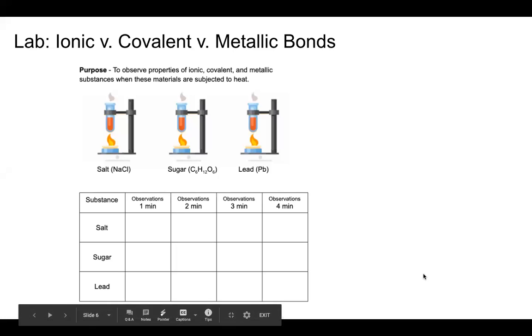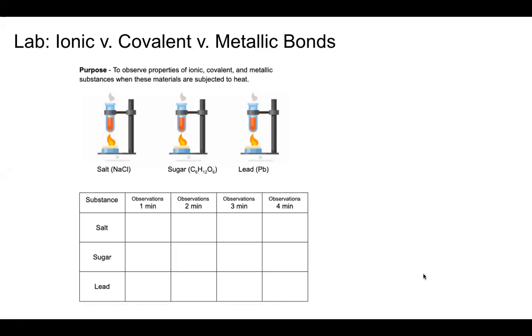So we are going to run this lab, and I want to talk a little bit about the procedures in the background, and then we'll get into it and talk about how we're going to analyze that data as well. So as you look at the lab sheet today, you see the purpose there is to observe properties of ionic, covalent, and metallic substances.